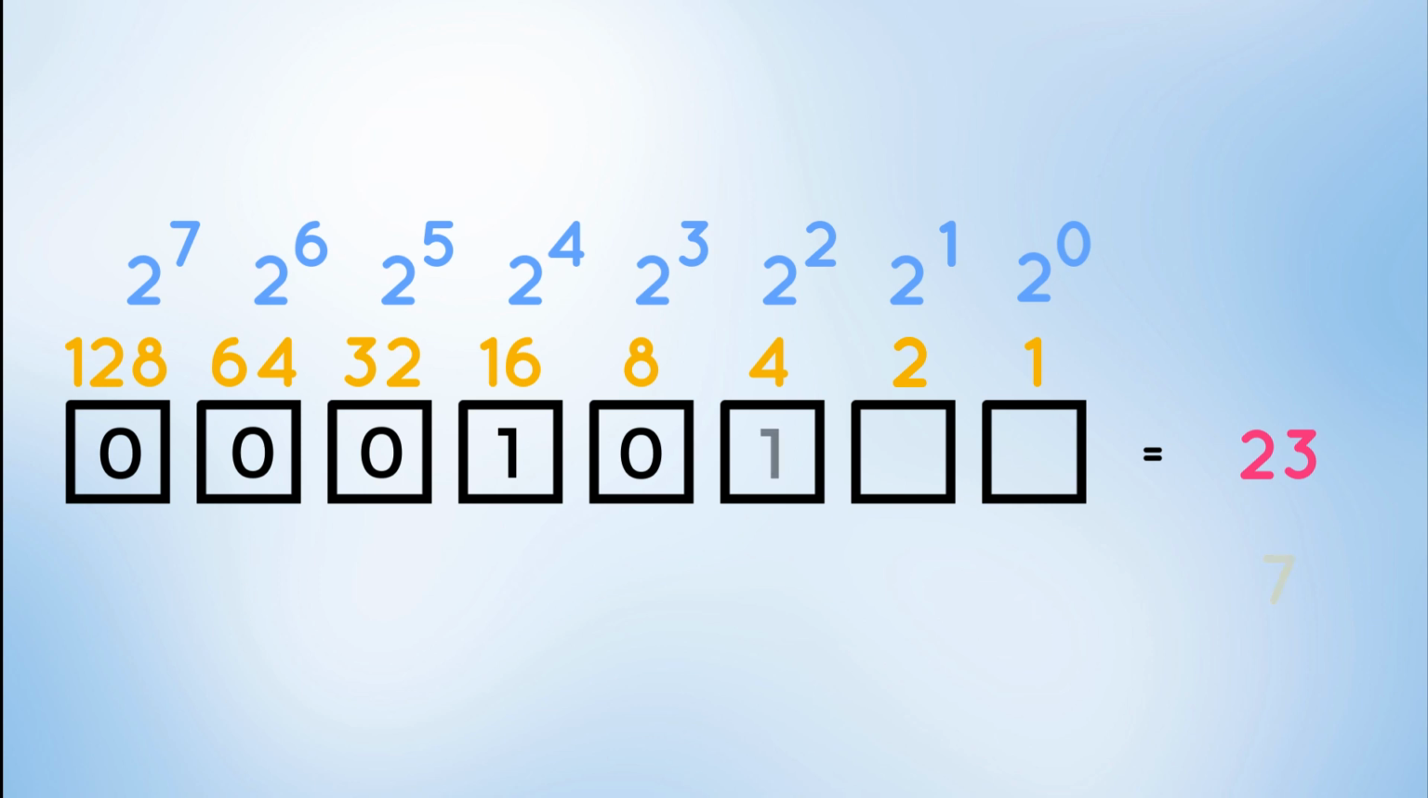So now we've used up 4, 7 minus 4 equals 3. And there's 3 left that we have to account for. Does 2 go into 3? Yep. Now there's only 1 left. Does 1 go into 1? Indeed. And there's the binary representation of 23. We can cut off the zeros in the beginning, and it's just as we said earlier, 10111.